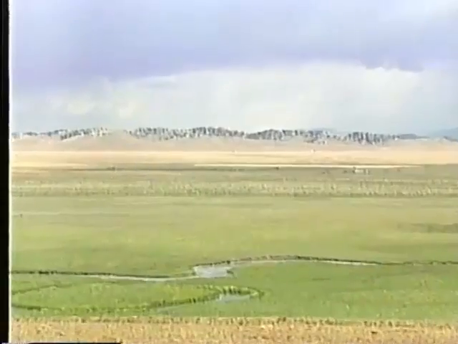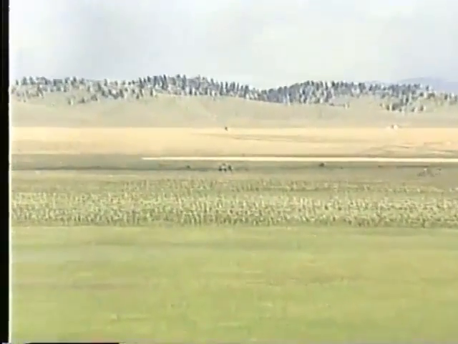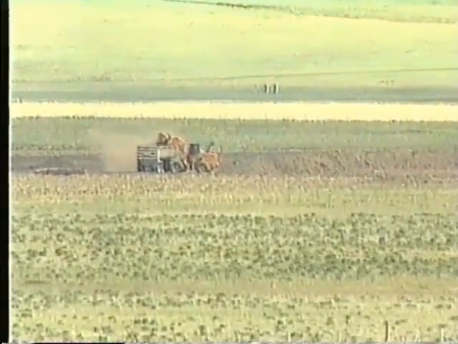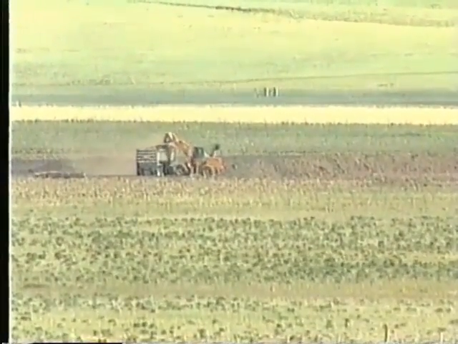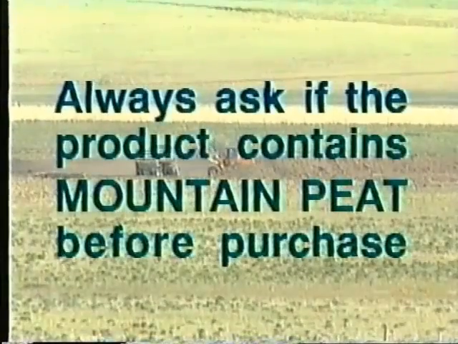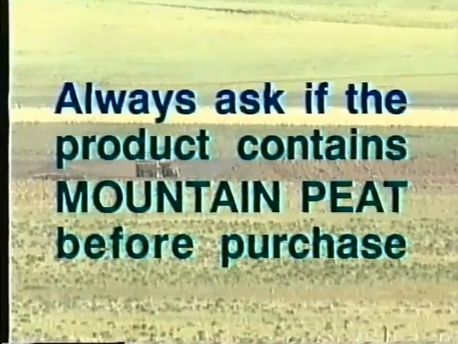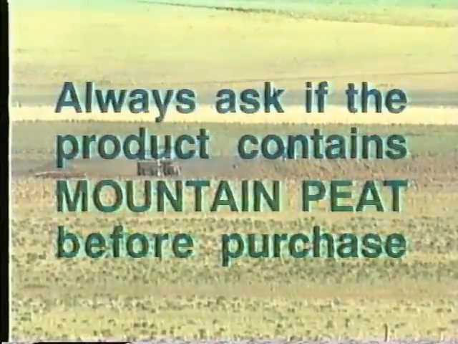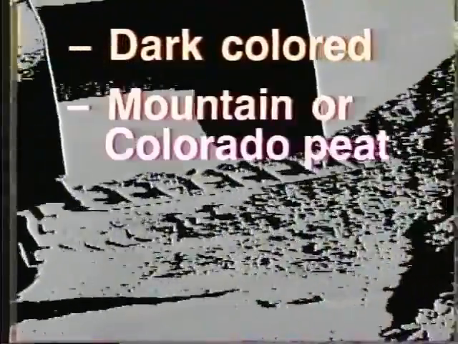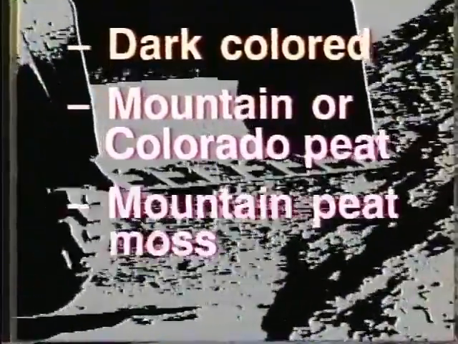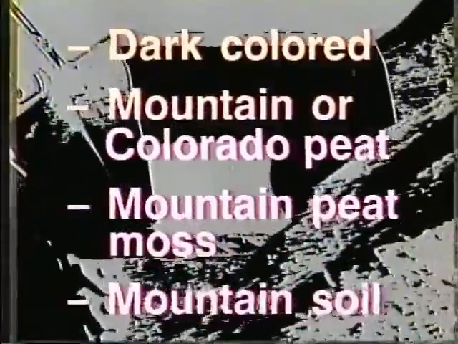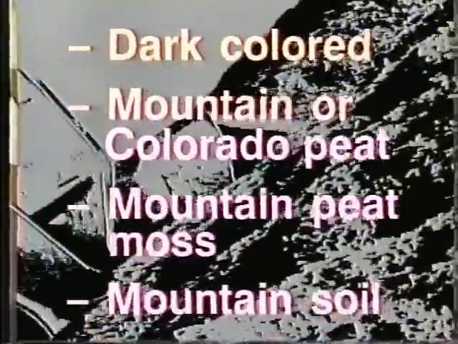Unfortunately, other producers of bagged and bulk organic matter and nursery plant growers do not label their product, leaving the public to discover on their own about which products do or do not contain mountain peat. Always ask if the soil amendments contain mountain peat before you make your purchase, or if nursery plants are grown in mountain peat soils. Be wary of any dark-colored material labeled mountain or Colorado peat, mountain peat moss, mountain soil, and soil mixes with a variety of names, none of which use mountain peat in their label.